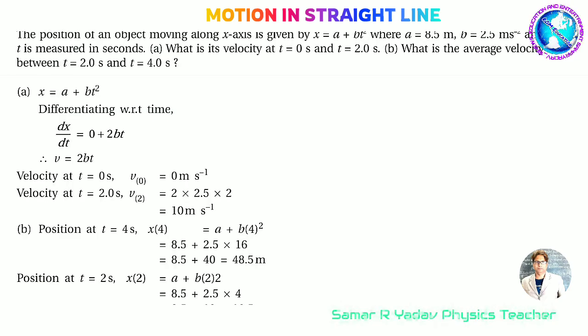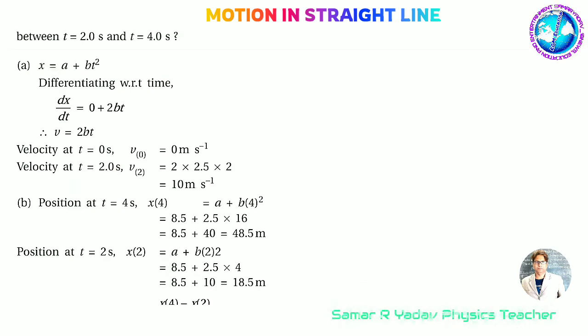The position of an object moving along the x-axis is given by x is equal to a plus b t squared, where a is equal to 8.5 meter, b is equal to 2.5 meter per second squared, and t is measured in seconds. A, what is its velocity at t is equal to 0 second and t is equal to 2 seconds? B, what is the average velocity between t is equal to 2 seconds and t is equal to 4 seconds?